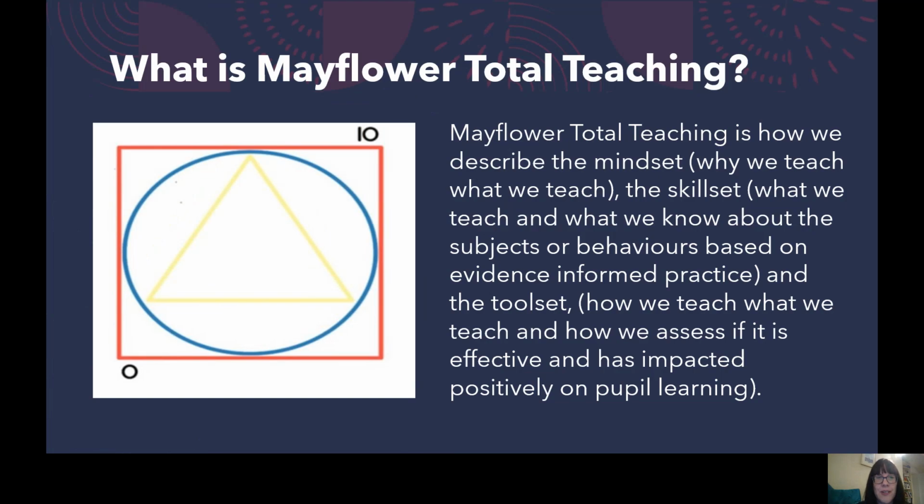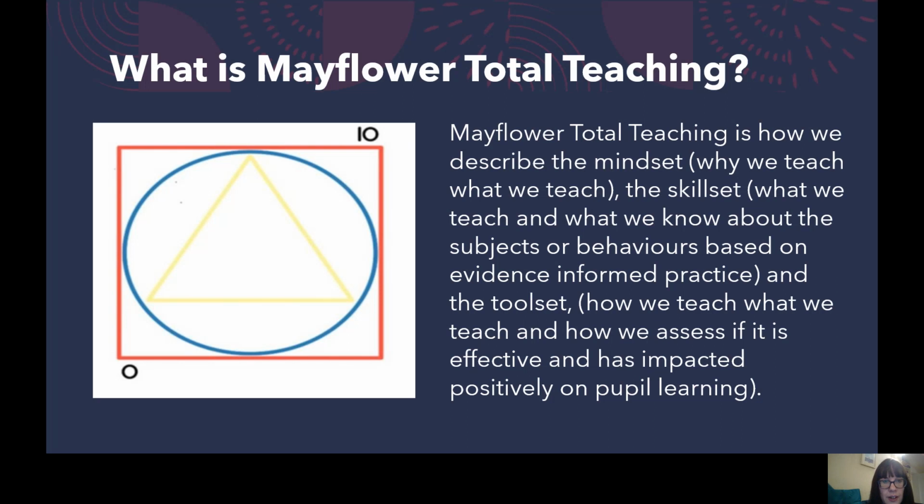And now I'll tell you. So what is Mayflower total teaching? Mayflower total teaching is how we describe the mindset, so why we teach what we teach, the skill set, what we teach, and what we know about the subjects or behaviours based on research and evidence-informed practice. And of course, the tool set, how we teach what we teach, and how we assess if it is effective and has impacted positively on pupil learning. I'll now explain the diagram to you.